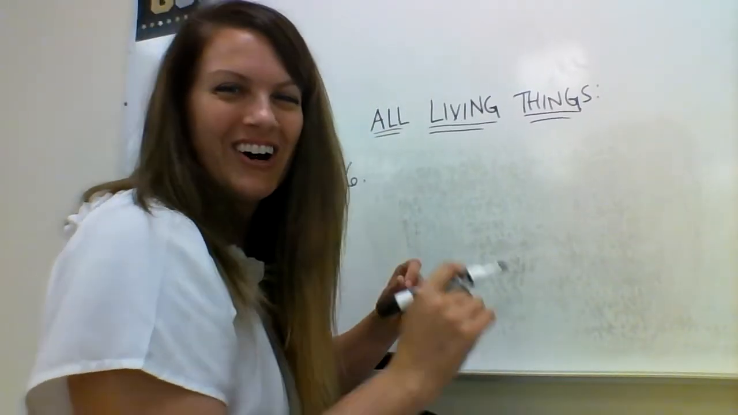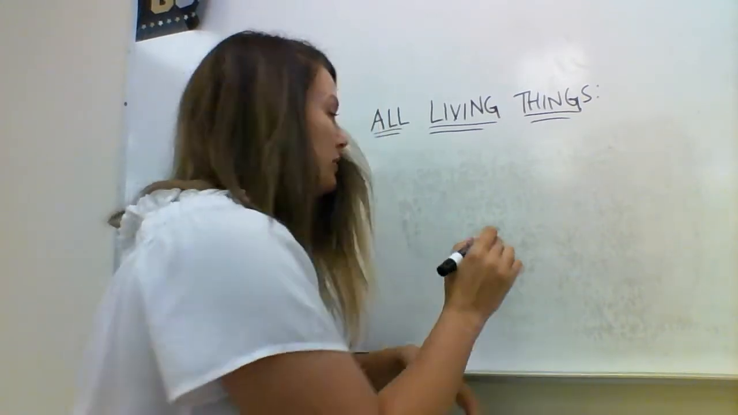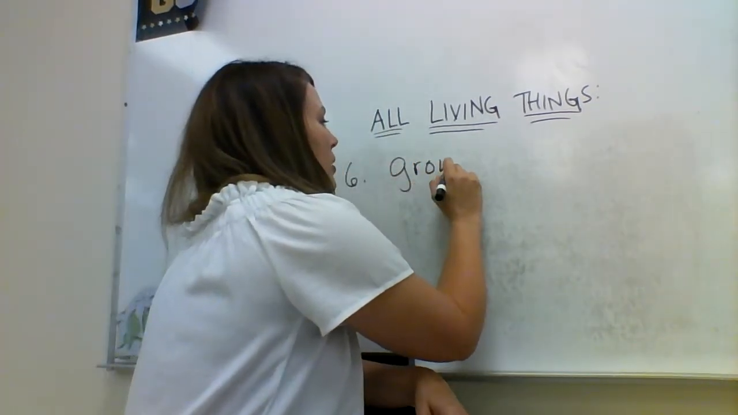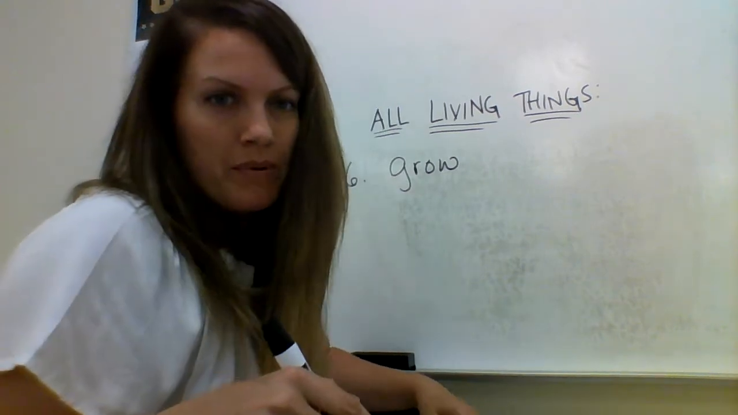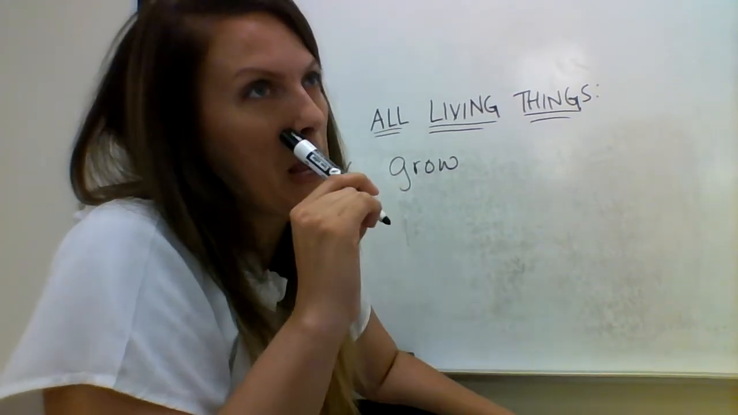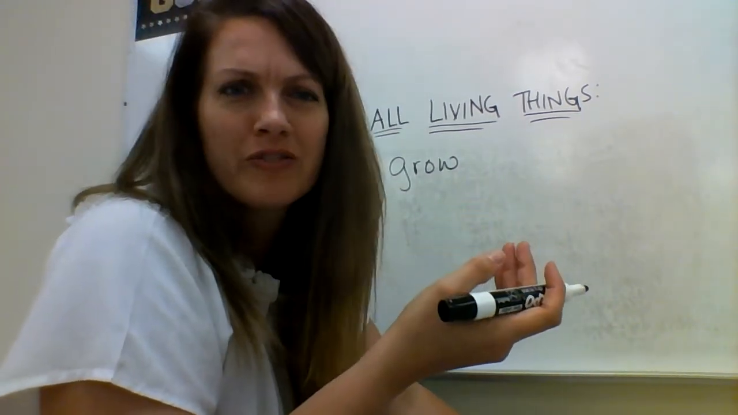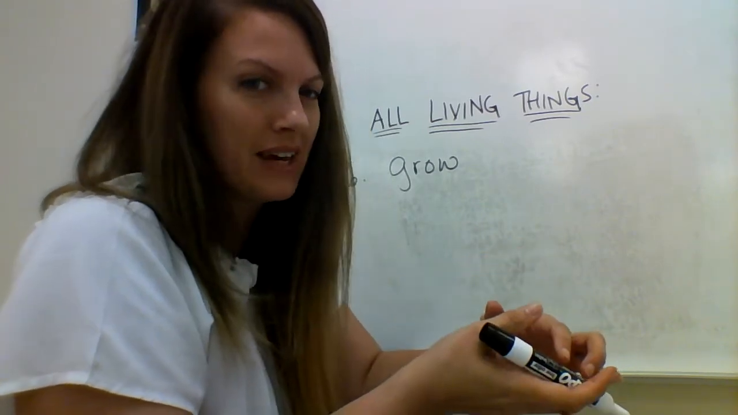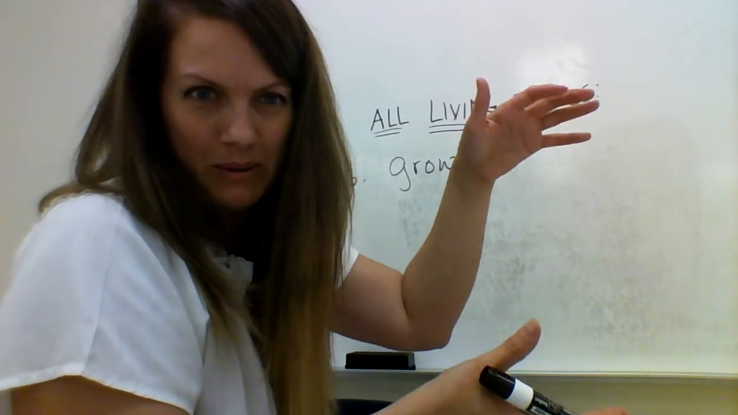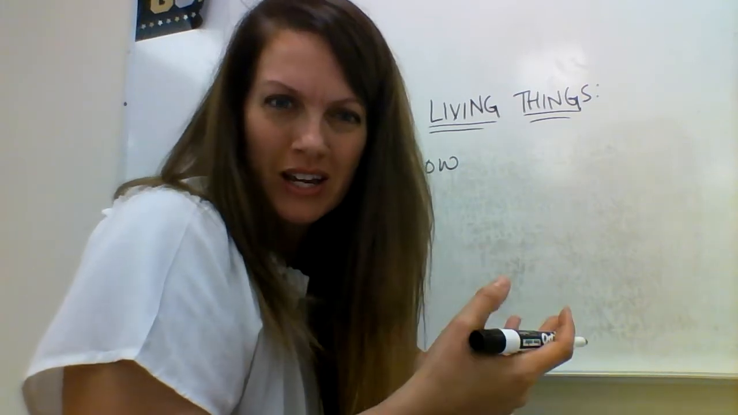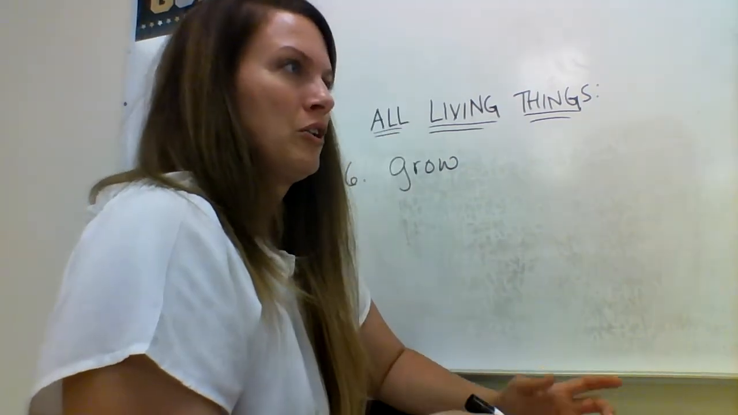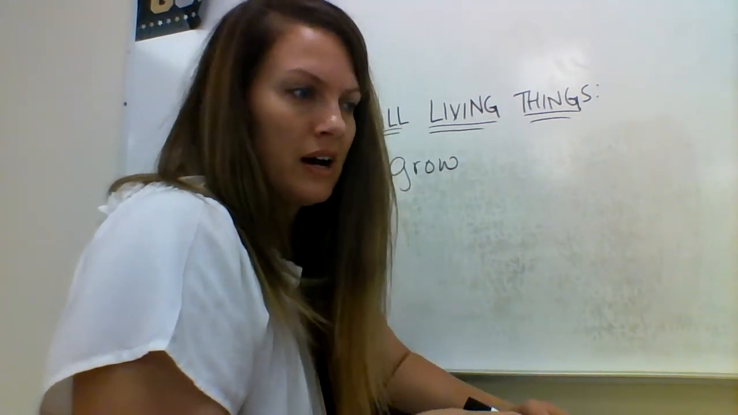Number 6. All living things grow, but we don't just grow, right? Because when you're born and when you're a toddler, your head is like a third of the size of your body. We don't just get big. We don't walk around looking like big babies. Our bodies change, right? Our proportions change.